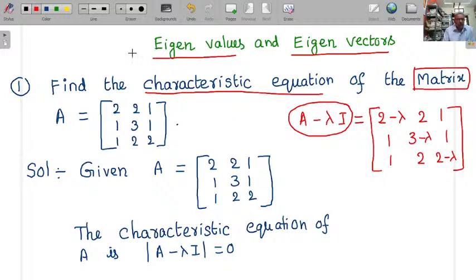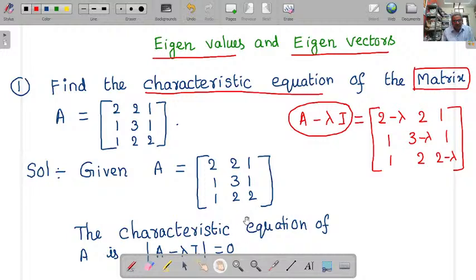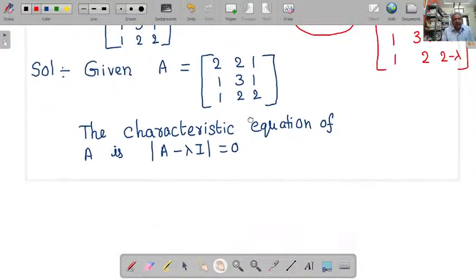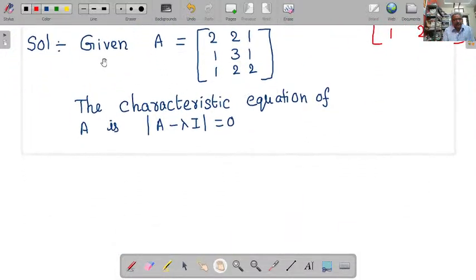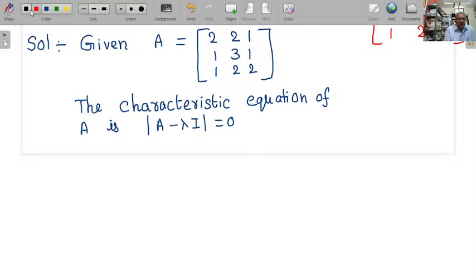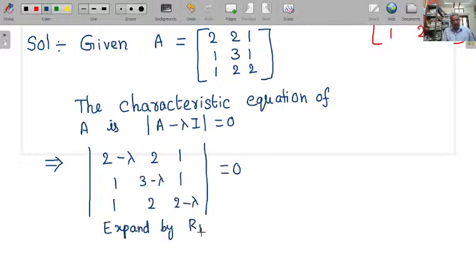So let us move to the next one. Let us proceed to find the further step. First let us write the determinant of that. So that implies we get the determinant of 2 minus lambda, 2, 1, expanding along row 1. So now you get like this.